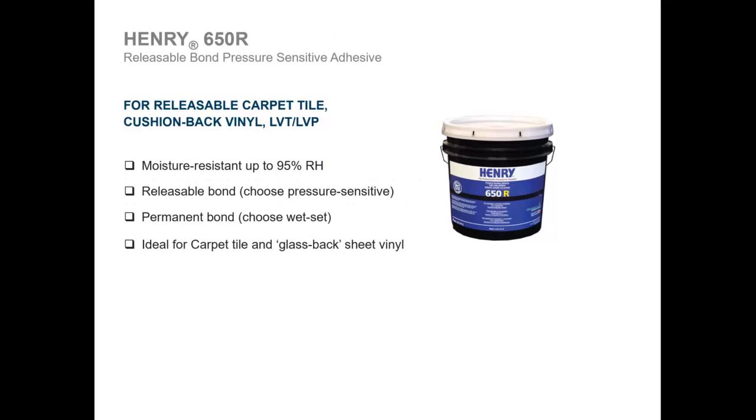Lastly, 650R 95 RH. It's a permanent installation if it's a wet set, but as a dry to the touch installation, pressure sensitive, that's releasable. So vinyl back carpet tile, drop it in a pressure sensitive install, keeps the tile from sliding laterally. Come back 7 years from now and pull out a carpet tile, drop a new one in type product.